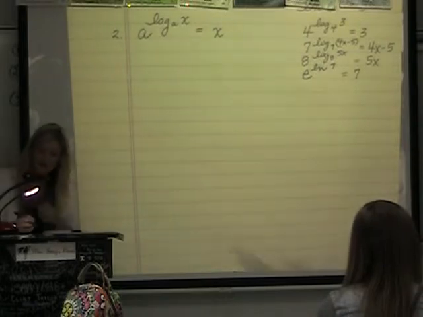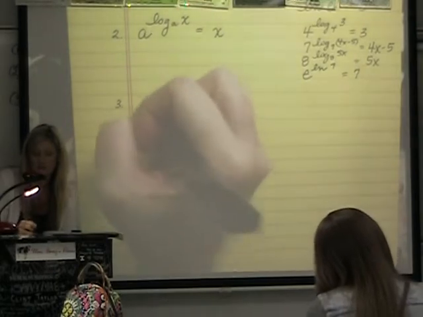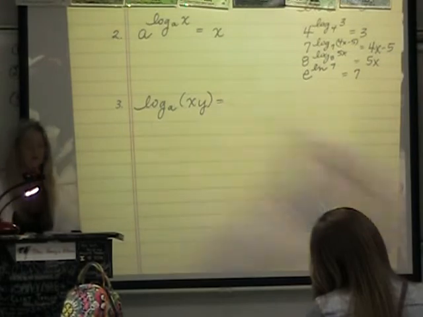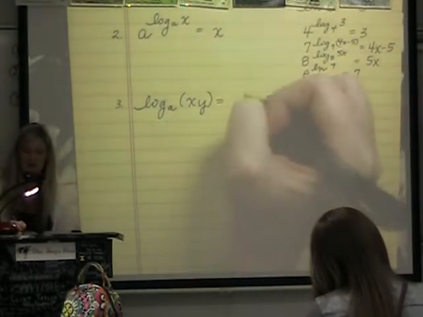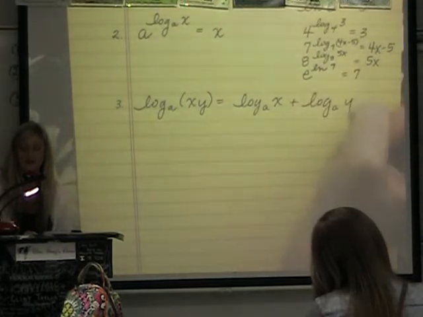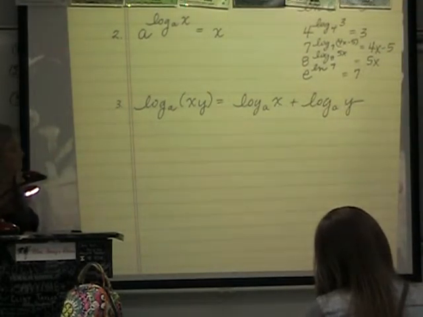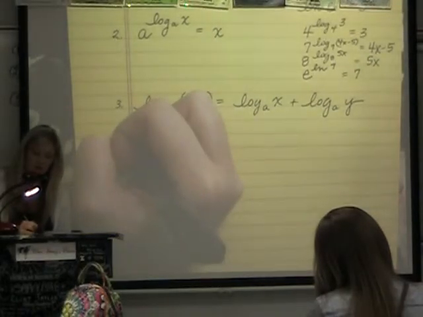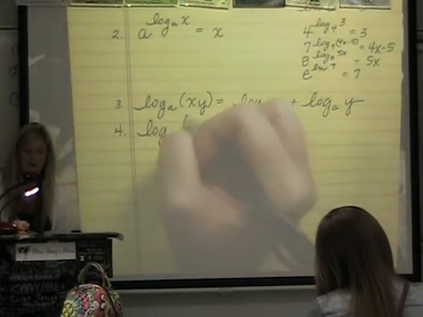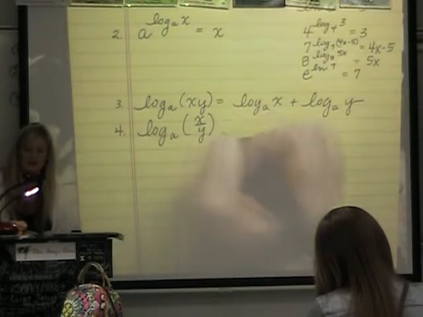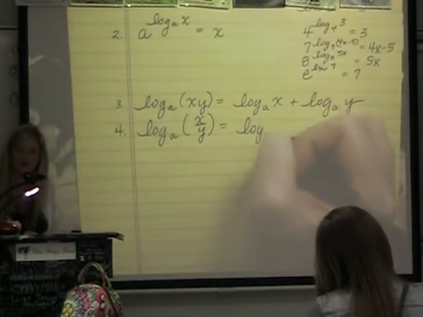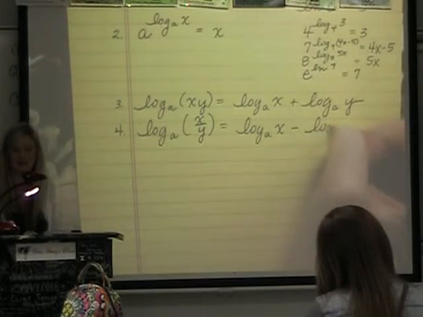So the third property that I want you to have in your notes is a property which states if you have log base a of x times y, you can expand that to be log base a of x plus log base a of y. The fourth property is if you have division, like log base a of x divided by y, you can expand that to be log base a of x minus log base a of y.